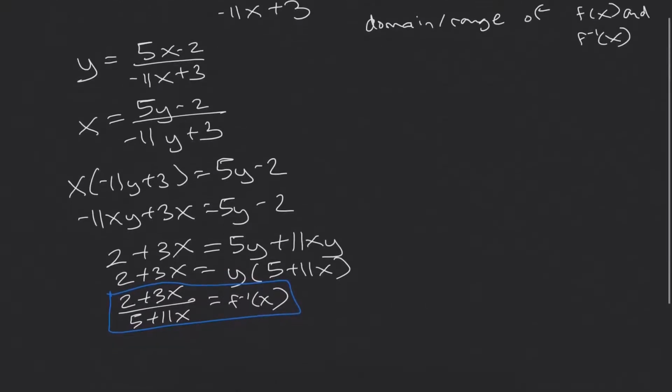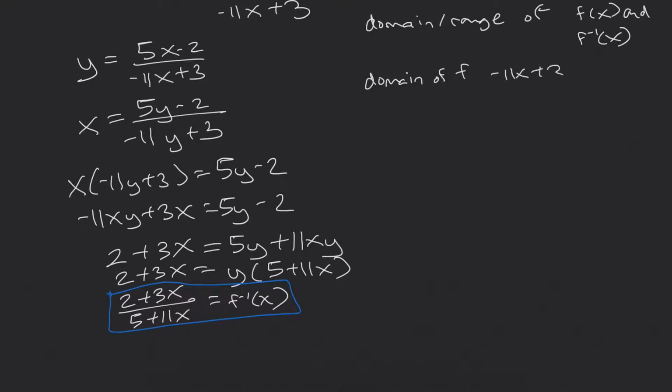That should now allow me to find the domain and range of f of x and f inverse of x. Now the domain, let's put it up here, the domain of f, that's actually a test 1 question. That's something you already know how to do. f of x had a denominator of negative 11x plus 3. I'm going to set that not equal to 0 and solve for x. That'll give me x cannot be 3 over 11.